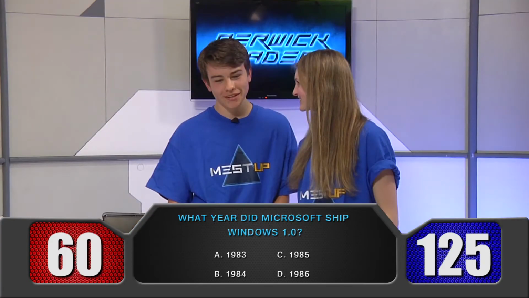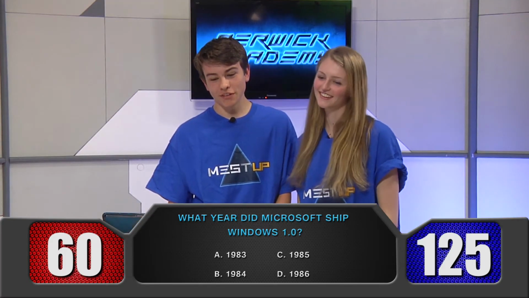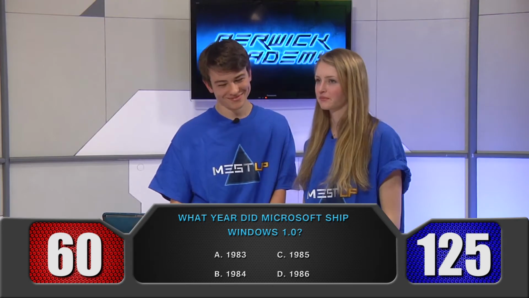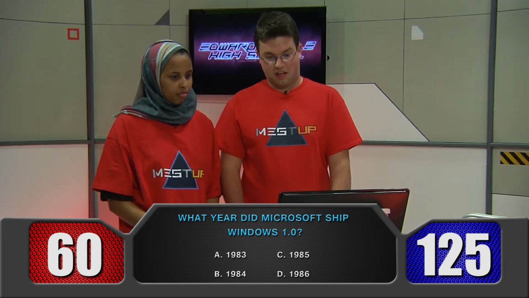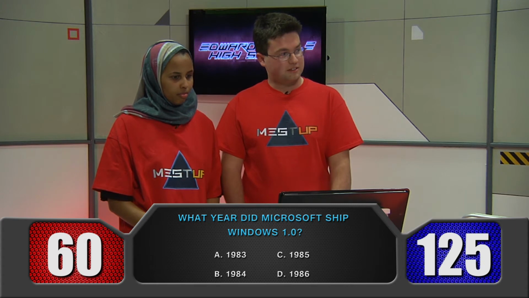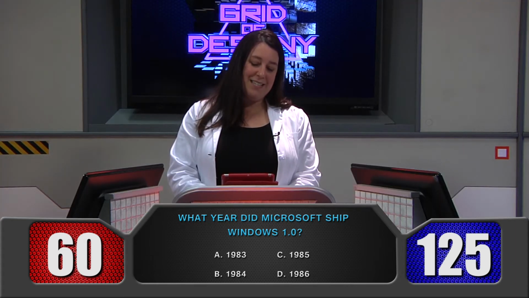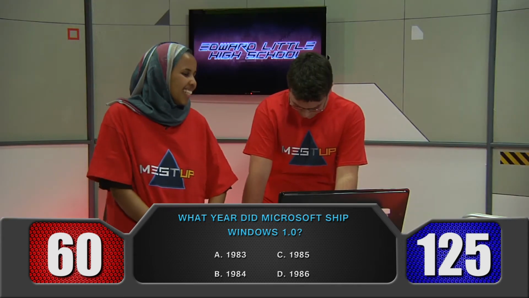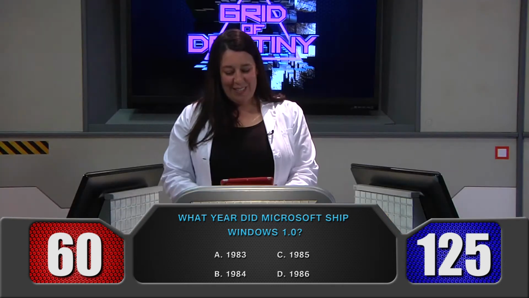Yikes. Blue team. B, 1984. Incorrect. Red team. D, 1986. So close. Nope. C, 1985. You got it. I know. All right, so red team, we're back to you.